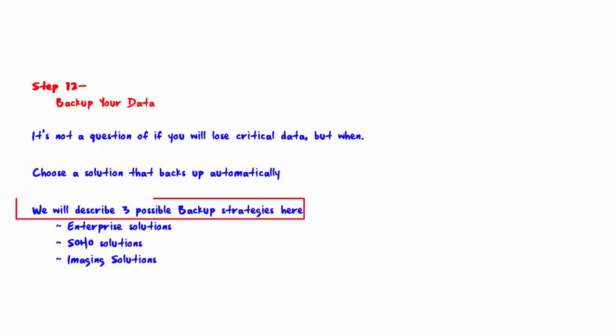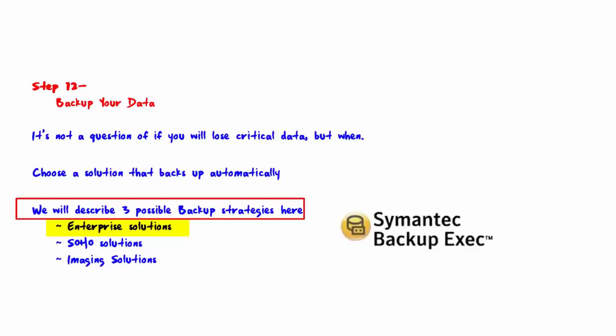We will describe 3 possible backup strategies here. The first is enterprise solutions. An example would be Backup Exec by Symantec. Backup Exec has been around for over 10 years. With this strategy, there is a single console through which you can control which servers to back up, what data on each server to back up, and how often it should be backed up.